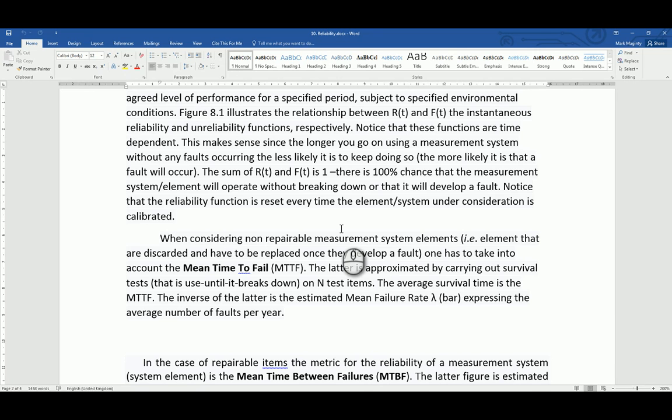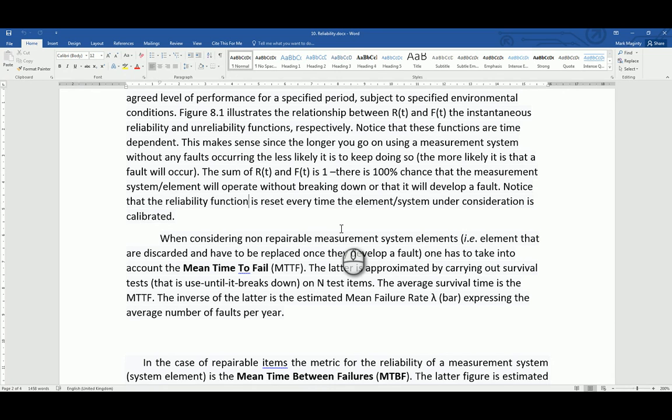So the MTTF is approximated by carrying out survival tests. Basically it's used until it breaks on a certain number of test items, and the average survival time is then the mean time to failure. And the inverse of the latter is the estimated mean failure rate, which is lambda bar, which is a wee flat symbol above the lambda, expressing the average number of faults per year. So if you can calculate the mean time to failure, then you can automatically, by taking the inverse of the answer, find out lambda, the mean failure rate.